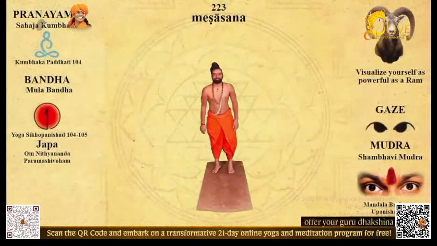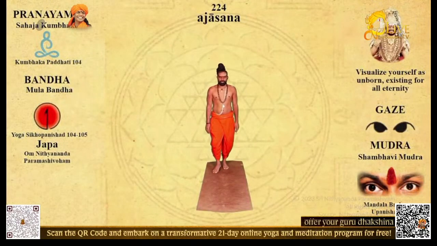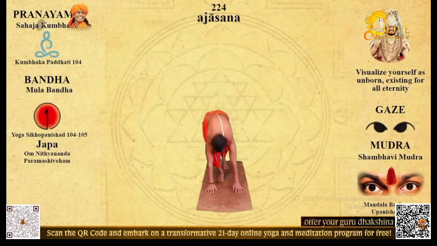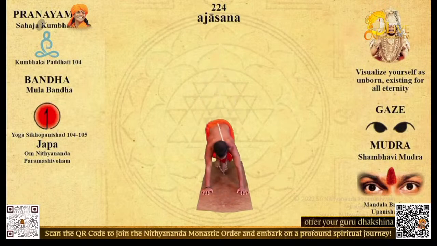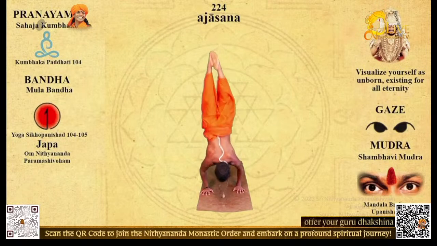The next asana is Ajasana. From Gajasana, lift your legs up into the air and slowly bring your forehead down to the ground as you visualize yourself as unborn, existing for all eternity.